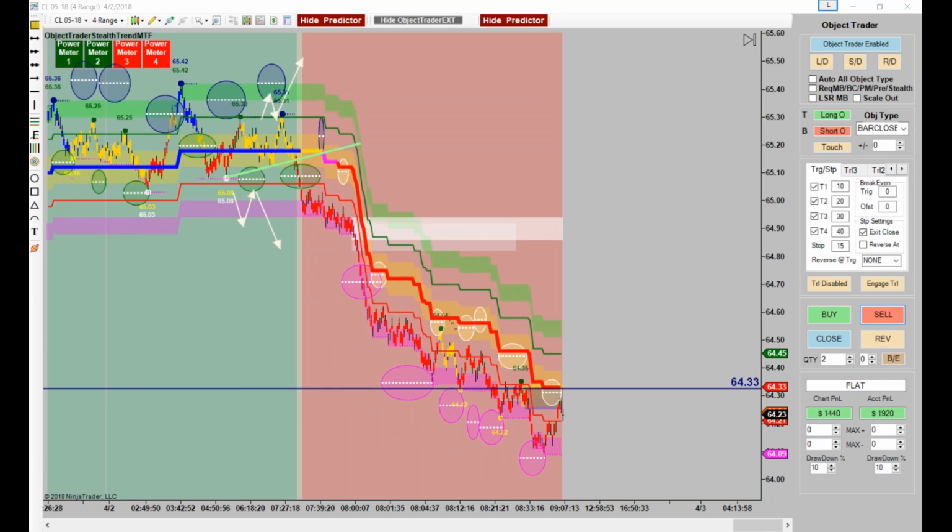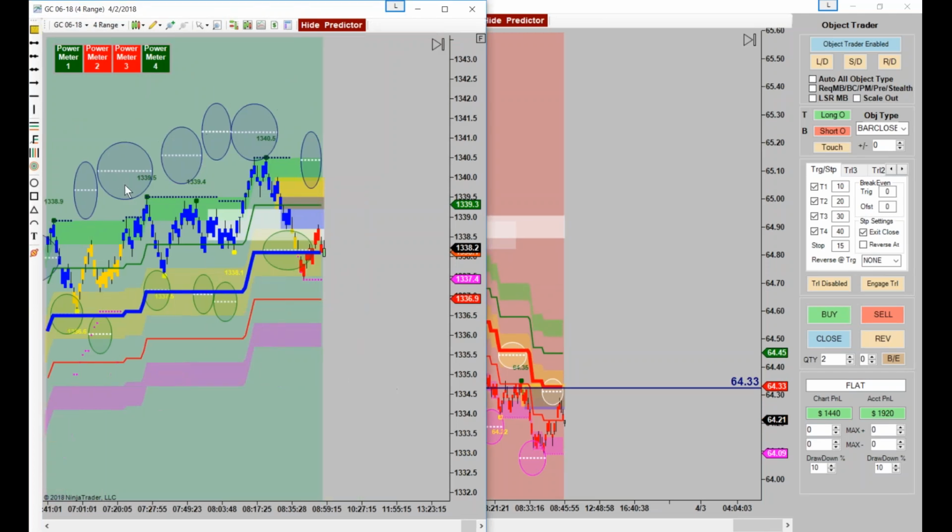Anybody remember it? I called this trade on gold right here. This is called a phantom trade. See how it's right at support right there? And I called this trade right across this area right here. Anybody remember what it did?